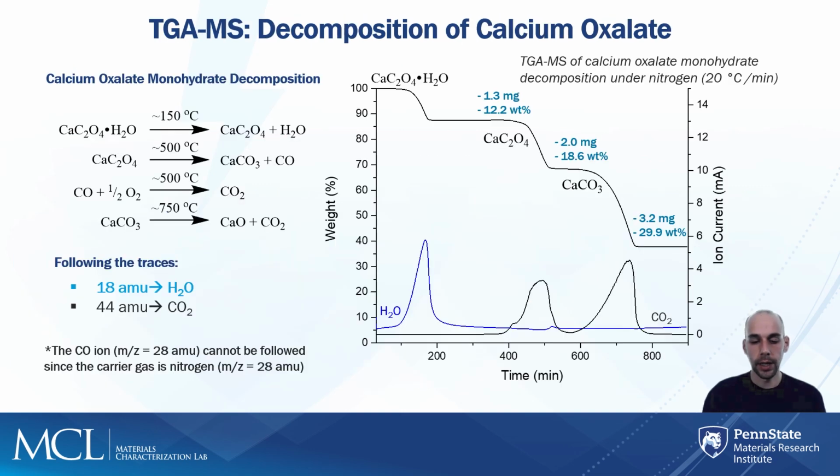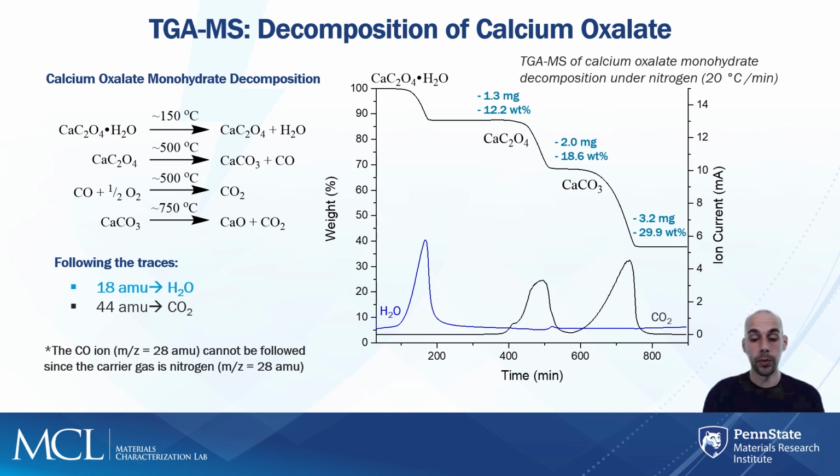Okay, now let's look at a practical example, the decomposition of calcium oxalate monohydrate. Its thermal decomposition is well known and has been extensively studied. The first step is a dehydration. The second step involves the conversion of the oxalate to carbonate, leading to the release of carbon monoxide and carbon dioxide. The final step at high temperature corresponds to the conversion of the carbonate into oxide by releasing carbon dioxide.